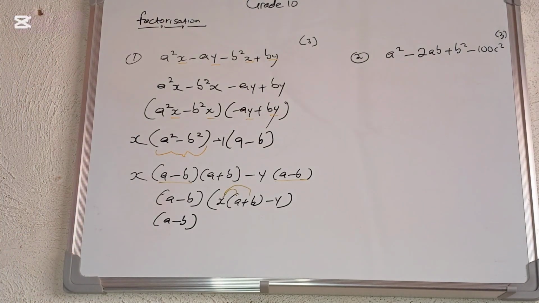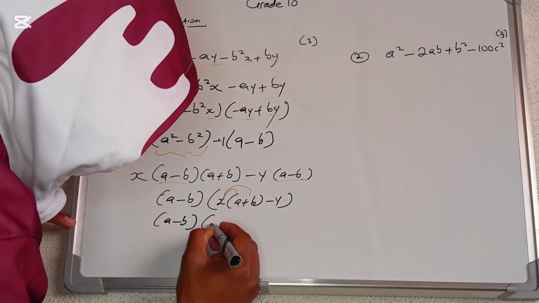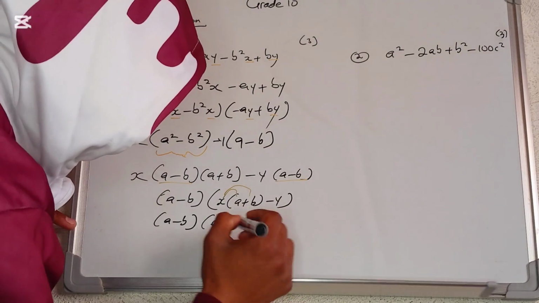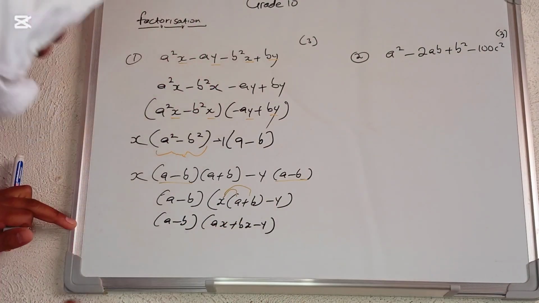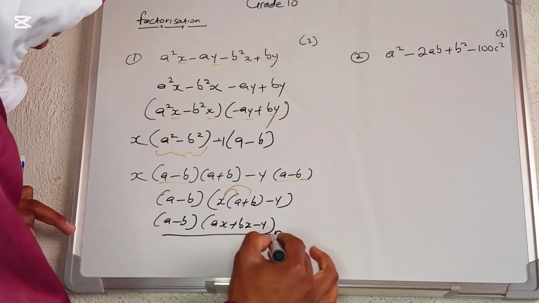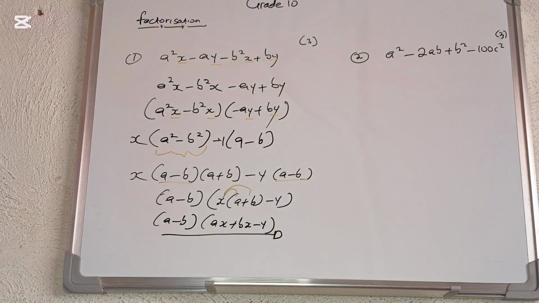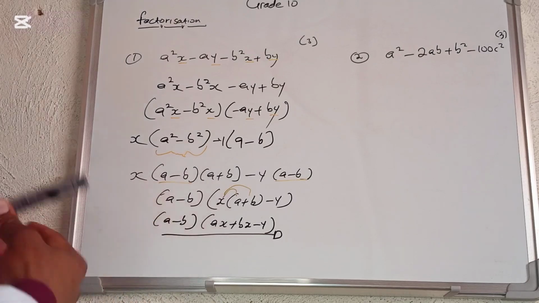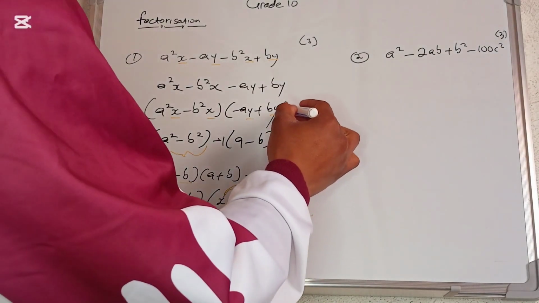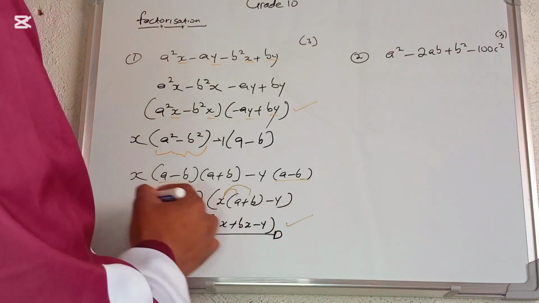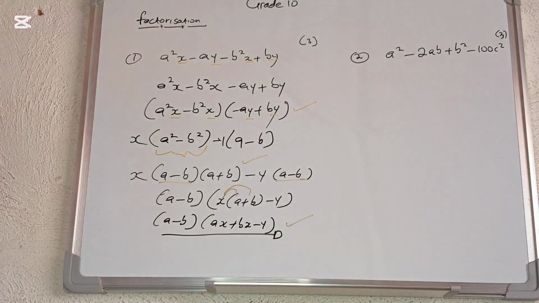Not yet. So we're going to have what? Ax plus bx minus 1. Then you have solved the equation. You get yourself 3 marks. 1, 2, and 3. You're done.